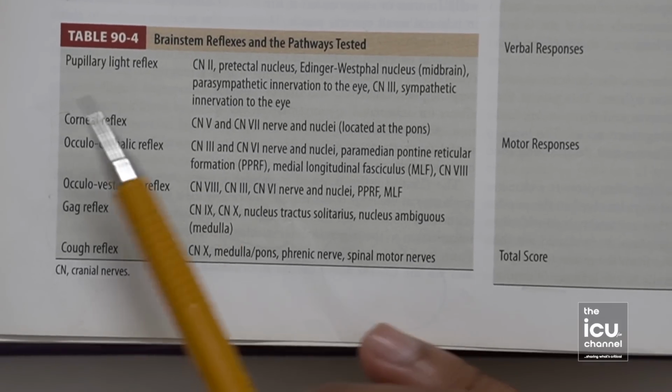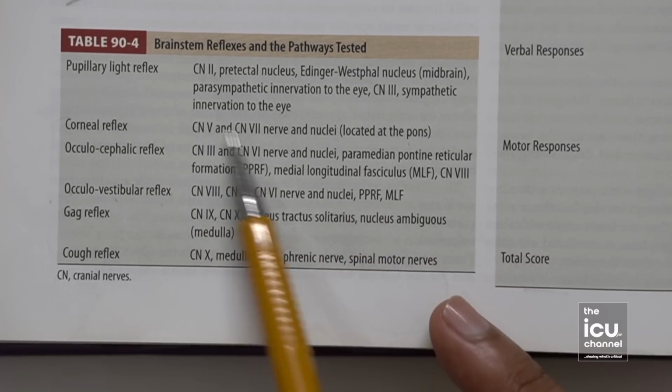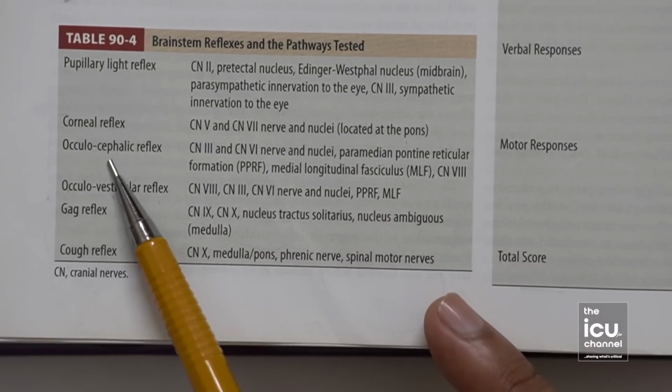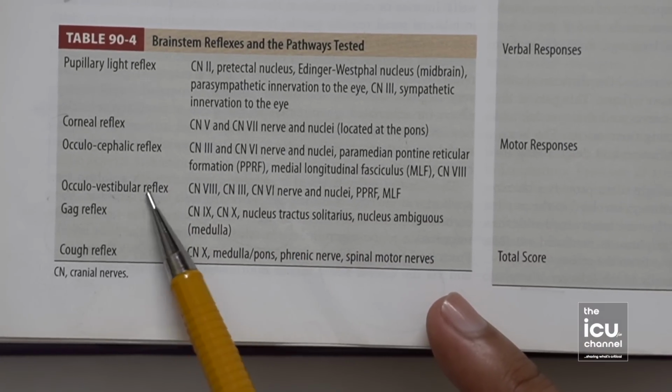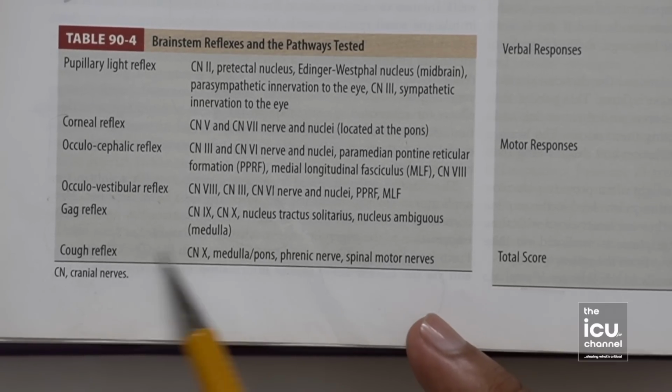So pupillary light reflex: 2nd and 3rd. Corneal reflex: 5 and 7. Oculocephalic and oculovestibular: 8th, 6th and 3rd. Gag: 9 and 10, and cough: 10. So now you know how to check brainstem function by the cranial nerves via the different reflexes.